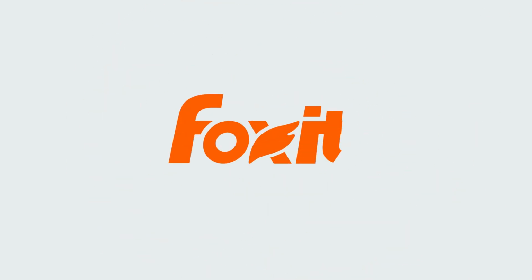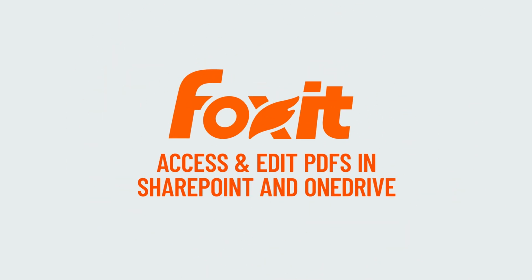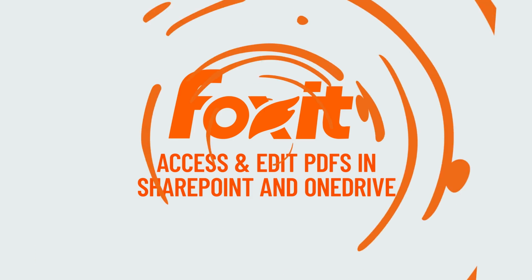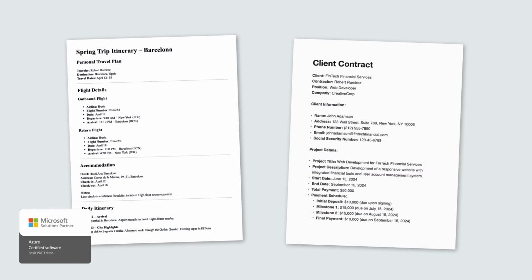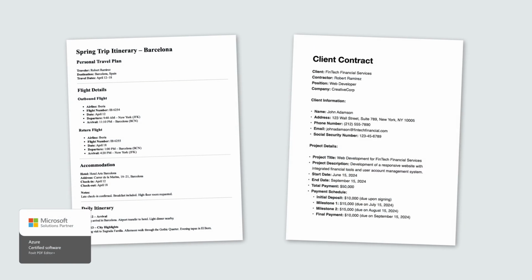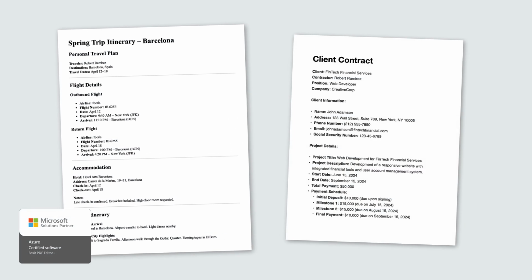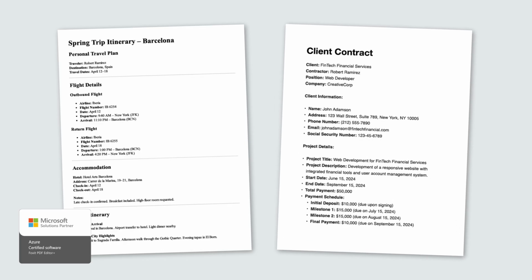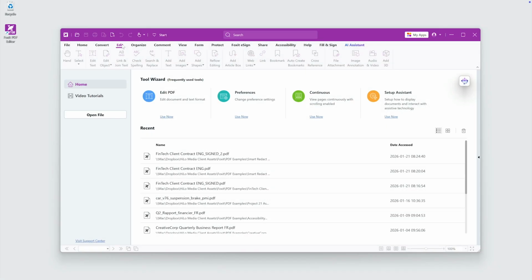With Foxit PDF Editor, managing PDFs in SharePoint and OneDrive is simple and seamless. Here's how it works. In Microsoft 365, I use OneDrive for personal files and SharePoint for team collaboration. When my manager shares a draft PDF in SharePoint, I can open it directly in Foxit PDF Editor.